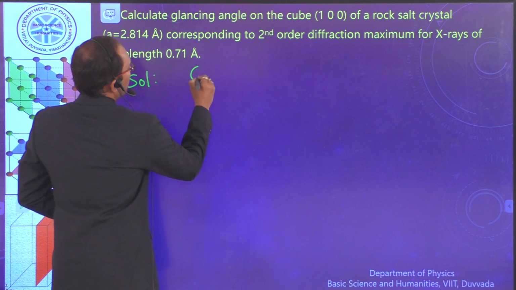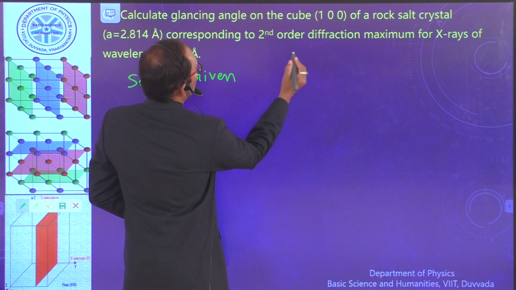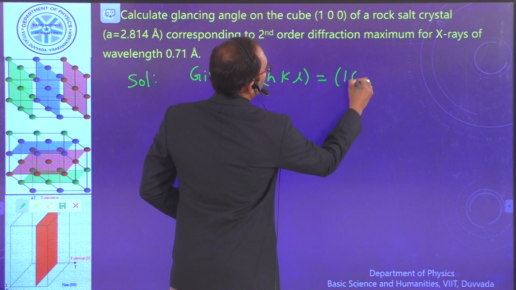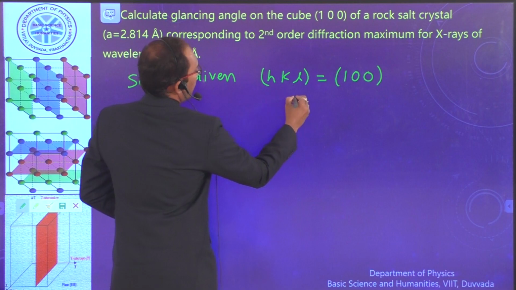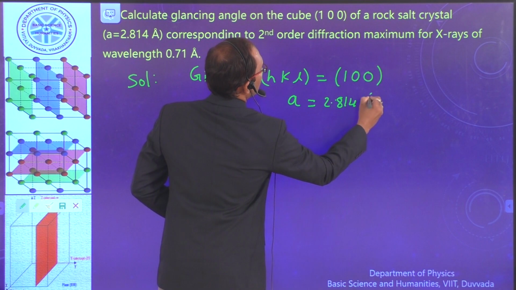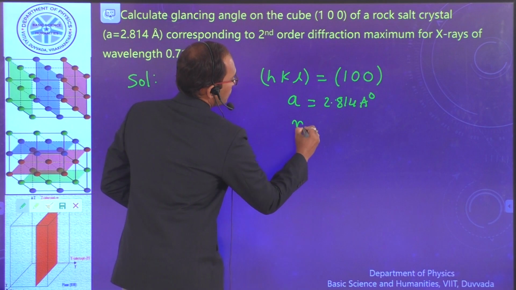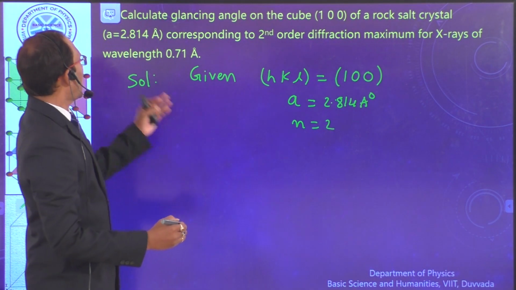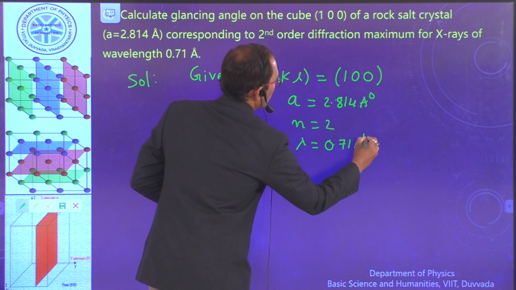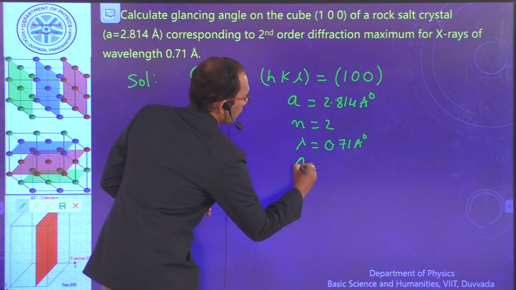Solution. What is given? Glancing angle on the cube, that means hkl is given: hkl is the plane 1, 0, 0. Lattice parameter a is given, 2.814 angstrom. It is second order diffraction maxima, so n is equal to 2. And X-ray wavelength is given, lambda is equal to 0.71 angstrom. Now what you have to find? Glancing angle, that means theta we have to find.